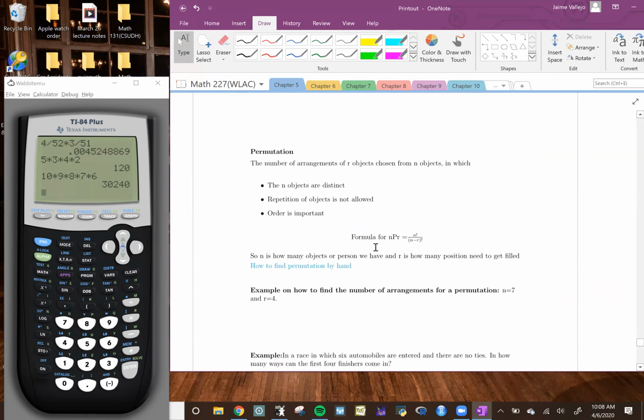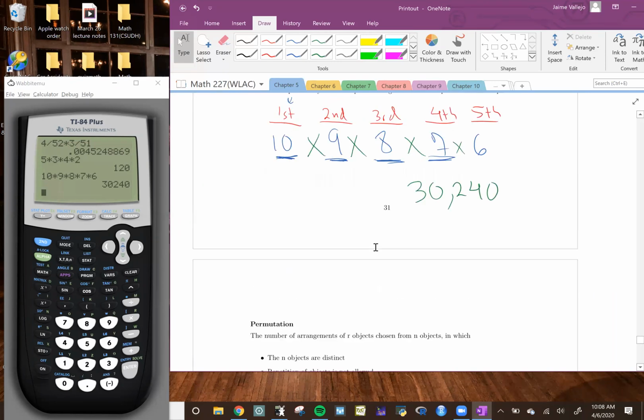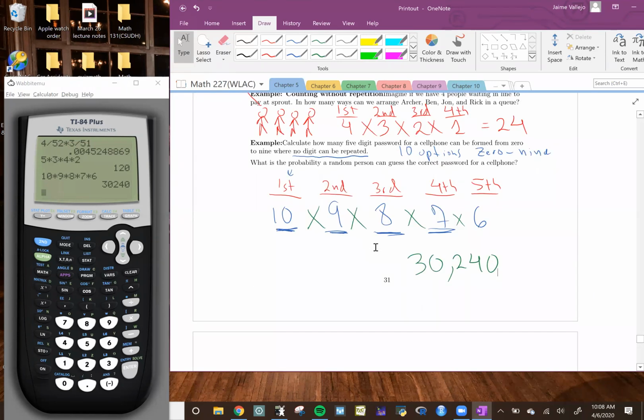All right. So for this one, wait, the last question was, what's the probability that a random person can guess the correct password for a cell phone? That's just the results. Oh yeah, sorry. Cool. So yeah, this is the result. So that's telling us how many different passwords are possible. So if you want to find the probability, how many correct passwords are there to a cell phone?